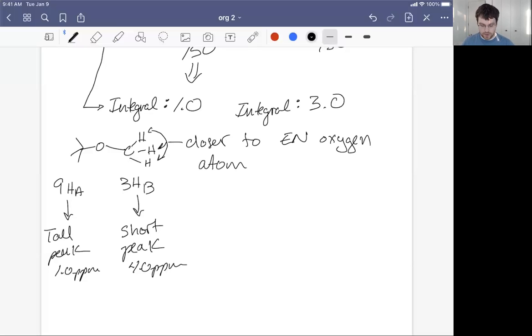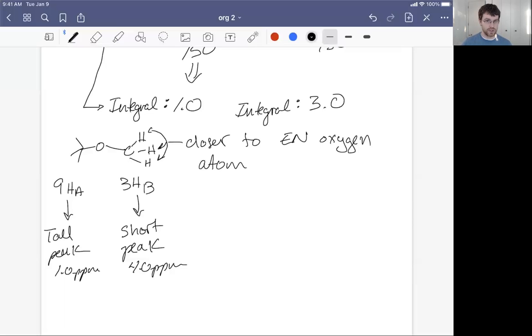Okay, so the integral can give you further insight that you can use with the number of peaks and the chemical shift to gain insight into what the structure is of the molecule. Now, one thing that people often ask when I go through this example is, why isn't the integral 9? There are 9 hydrogens. 9 HA hydrogens make up the signal at HA.